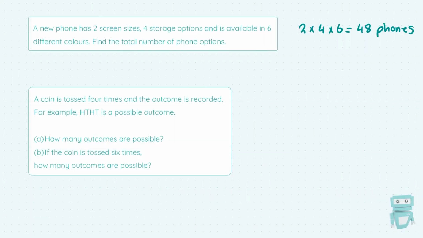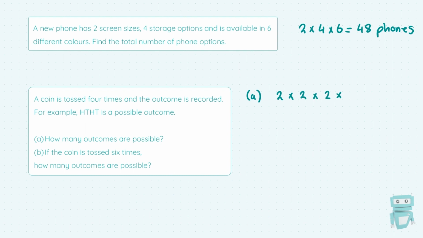Next up, I'm told a coin is tossed 4 times and the outcome is recorded. For example, heads, tails is a possible outcome. So H and T for heads and tails. How many outcomes are possible? Okay, so we're doing this 4 times, so there's 4 events. The first event has 2 outcomes, a heads or a tails, so I'm putting 2. Then I'm multiplying that by the next event, which I'm tossing a coin, so there's 2 options again.